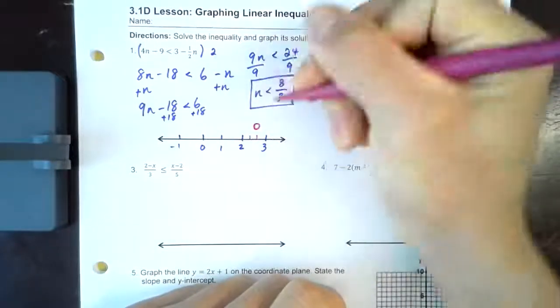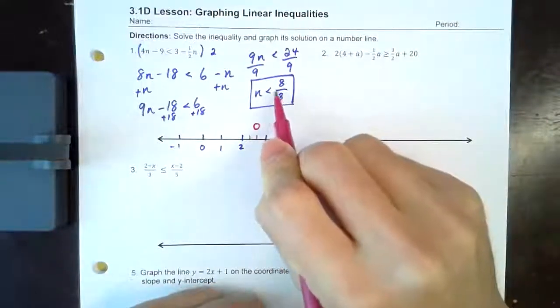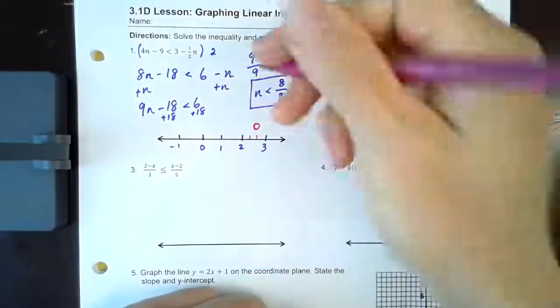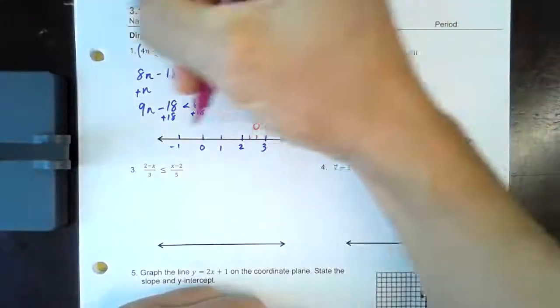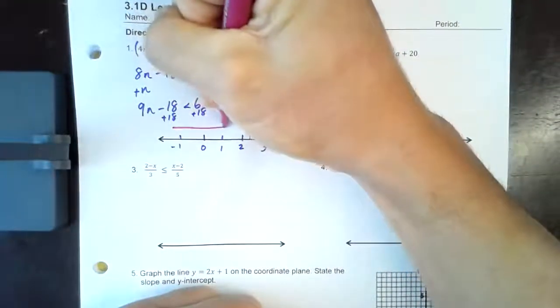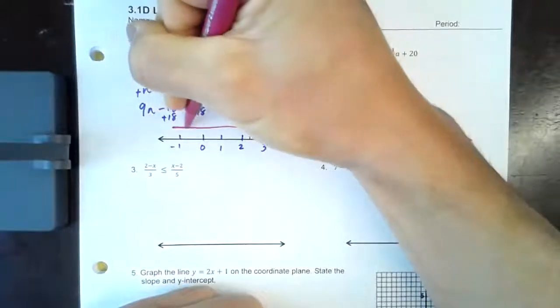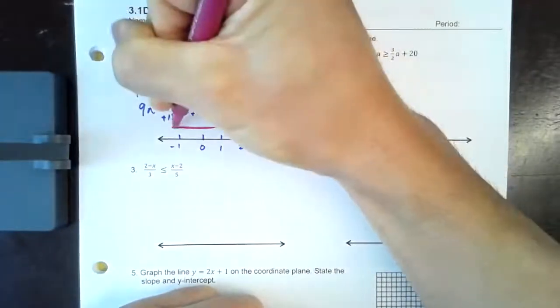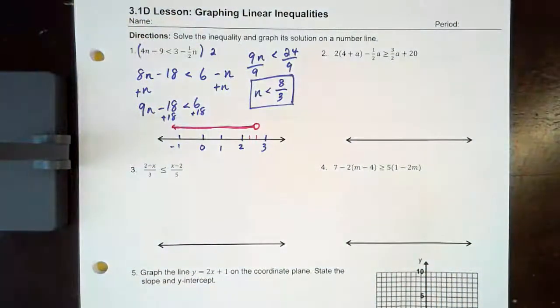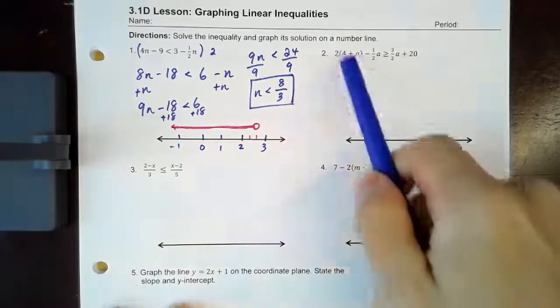And we know it's an open circle. It's an open circle because we cannot include 8/3. And we also know that the arrow is pointing to the left. So all you have to do is shade to the left. Right? And then you're done. Okay, let's try a couple more.